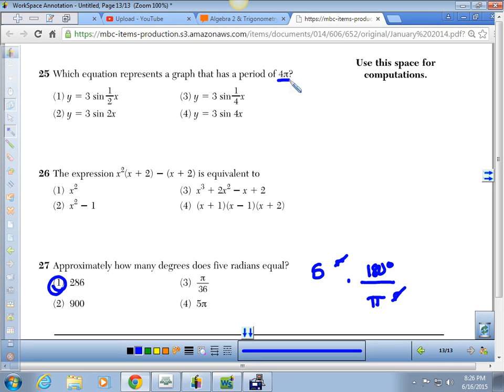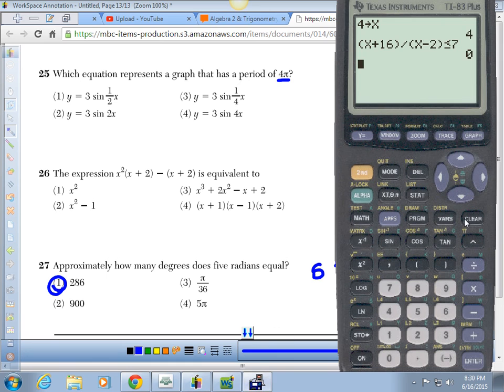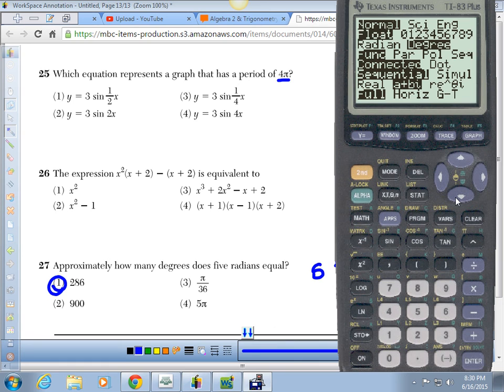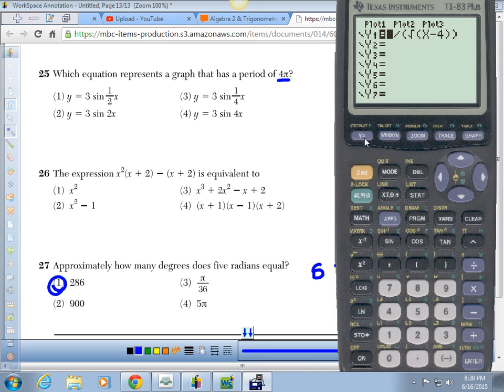Okay? Well, I can check this pretty easily graphically. What I'm going to do is go into my calculator, and go into my mode. And it's very standard, folks, that trig graphs are done in what mode? Radian. What is the standard for mathematics? Radian. Okay. So we're going to go into radian. I'm going to go to y equals, and I'm going to type in 3 sine 0.5x.